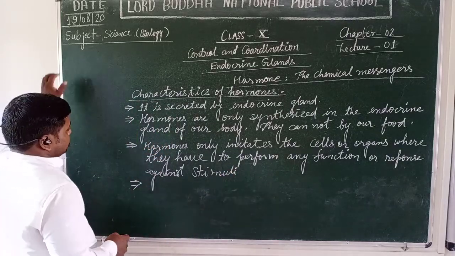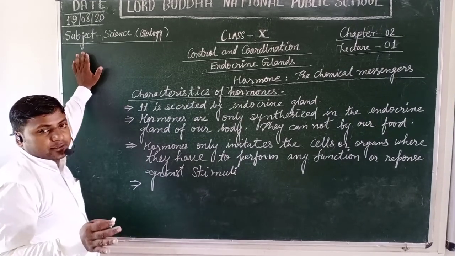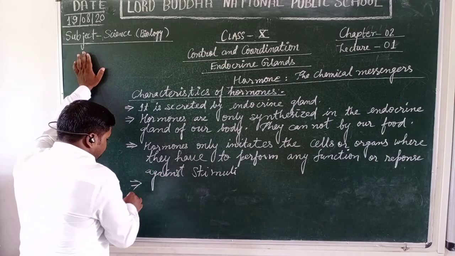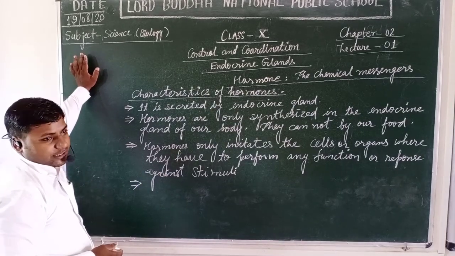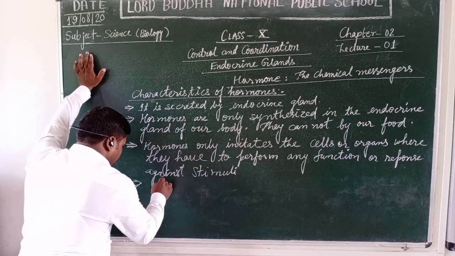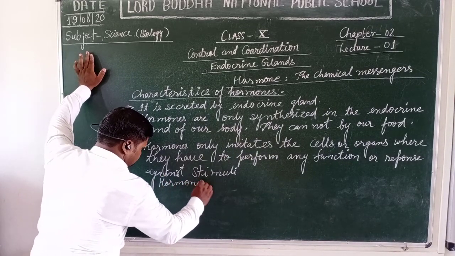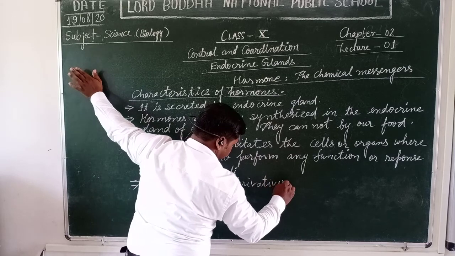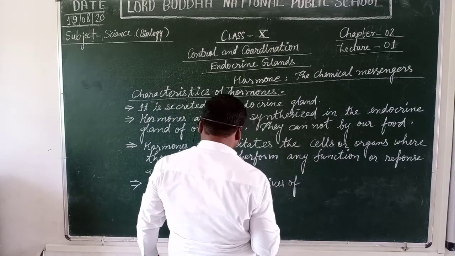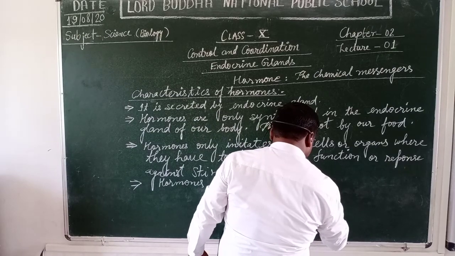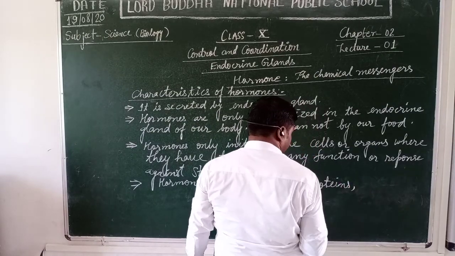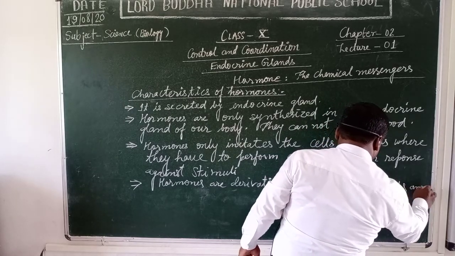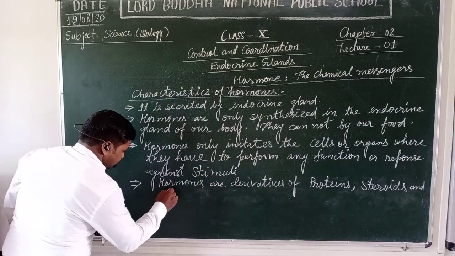Next, students, hormones are the derivatives of proteins, steroids, and amino acids. Some of the hormones are also derivatives of eicosanoids. Hormones are derivatives of proteins, steroids, and eicosanoids.